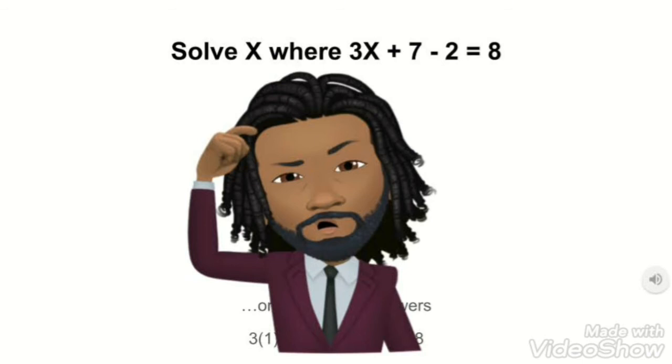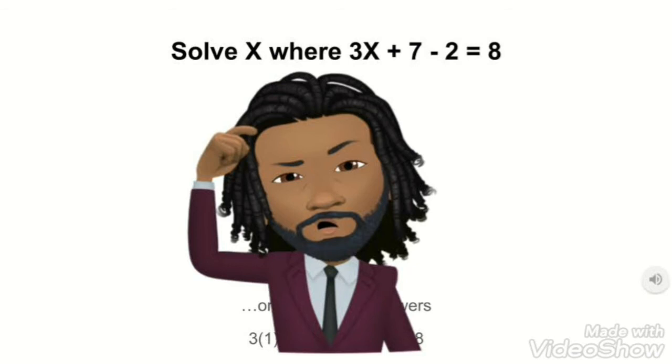But for right now, we're going to look at it and say, okay, it says minus 2, we'll add 2 to both sides. It says plus 7, we'll subtract 7 from both sides to leave us with the 3x. So we have 3x equals 8 minus 7 plus 2. 3x equals 3, x equals 1.